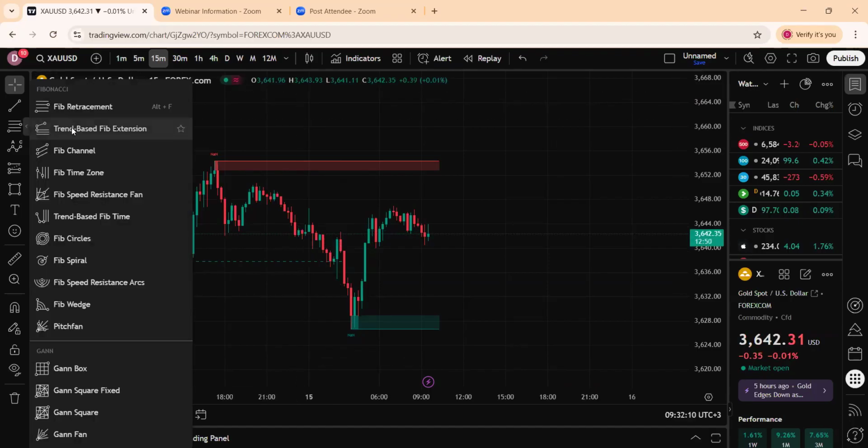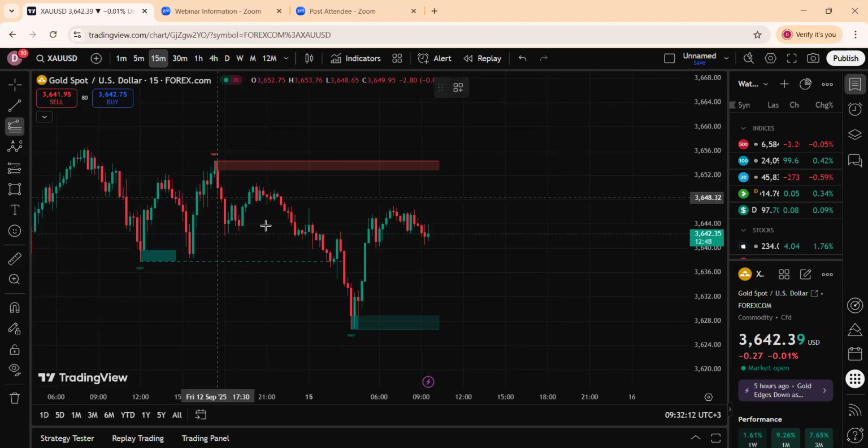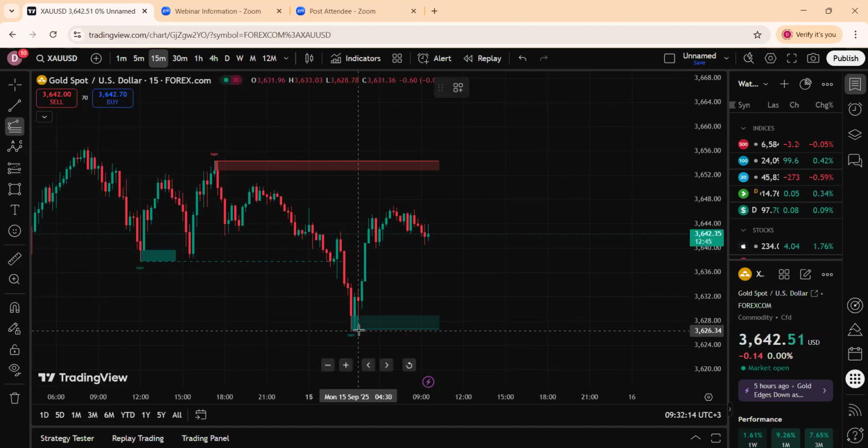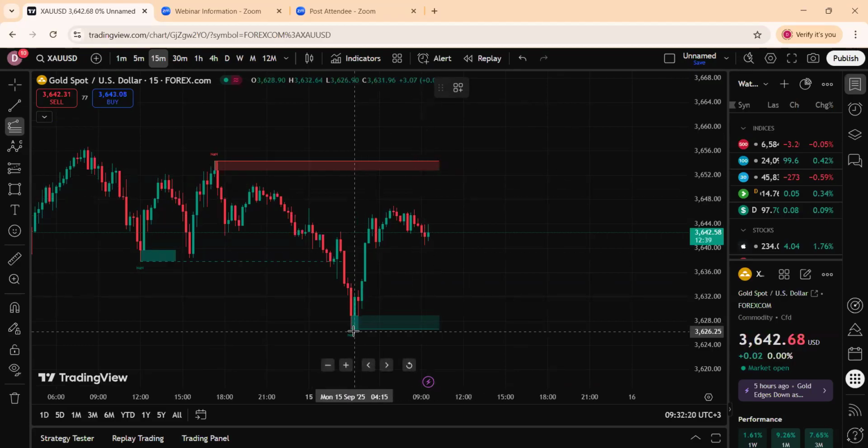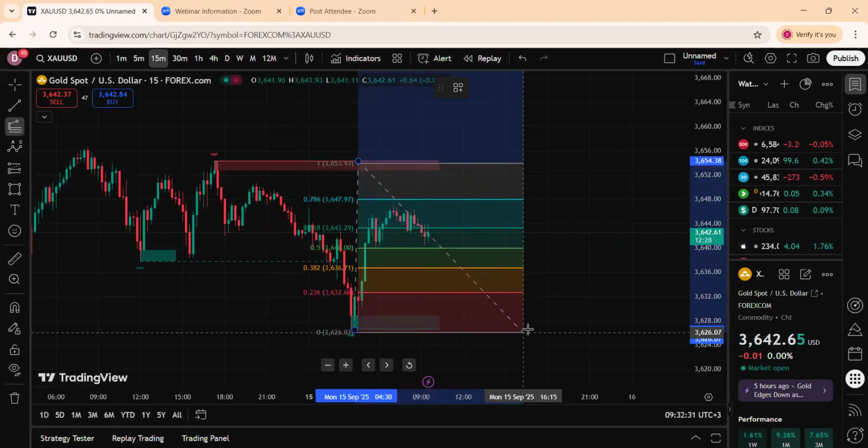Your fib-based extension, then you start from your support. If this market is bullish, you can see this market is targeting your resistance. You start from here, at the end of that wick, not the body, targeting the end of the body within your resistance, like that. Then you draw.